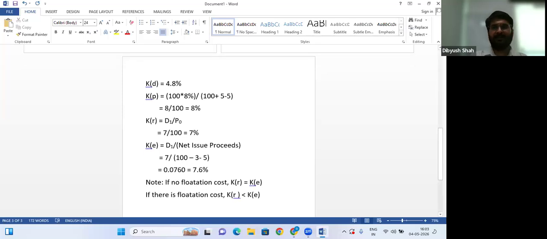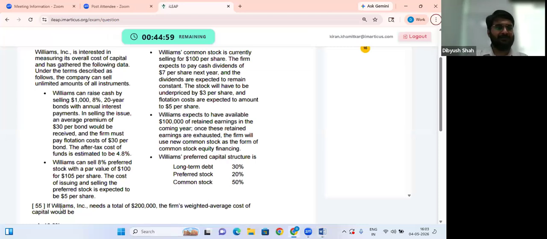Now let's calculate the weighted average. I'll note it down. I'll give you guys time to note it. Now let's calculate the weighted average cost of capital. How much do they need? $200,000.